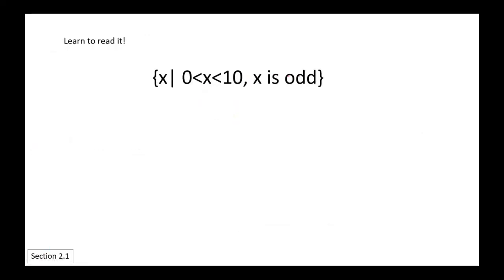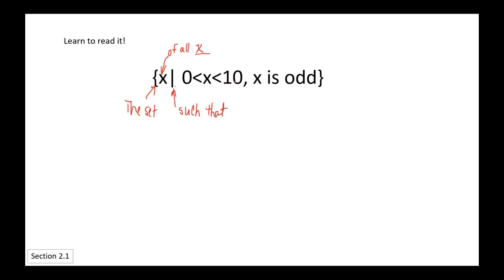Now this is that last thing that was still there, and it says learn to read it. Whenever you see these braces, you're supposed to say "the set." And then whatever is here, it is "of all." So in this case, it's "of all x." And this line, which is a vertical line, is generally read "such that."